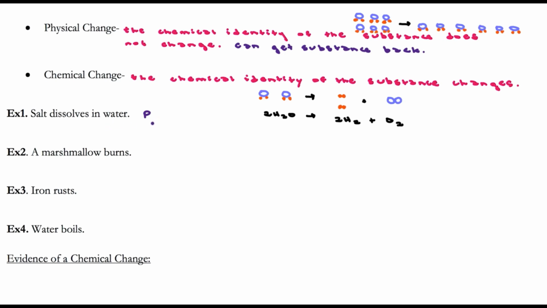If I burn a marshmallow, when I'm burning something that is actually a type of chemical reaction, it is a combustion reaction, and I am changing the identity of the marshmallow. It is being burned and I cannot get that substance back. It will be charred no matter what I do. So that is a chemical change. I'm changing the identity of the marshmallow.